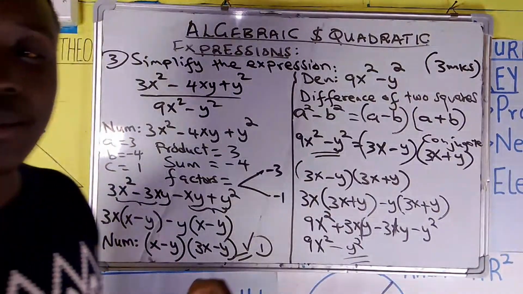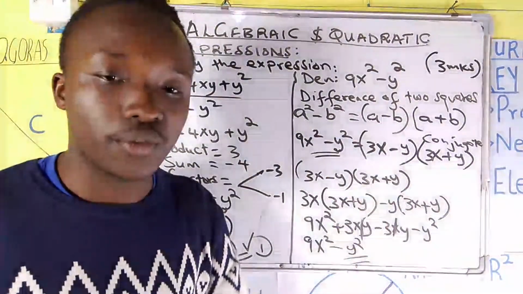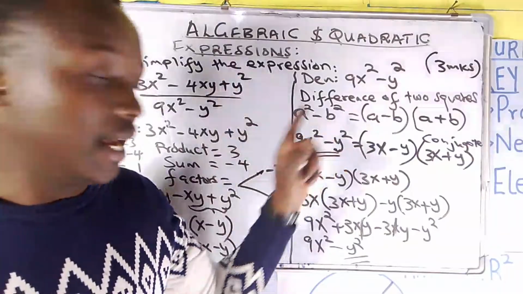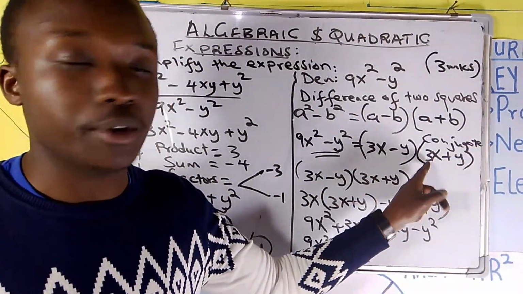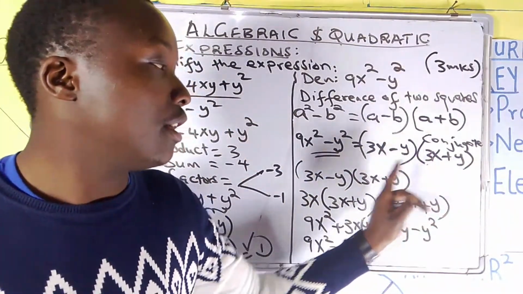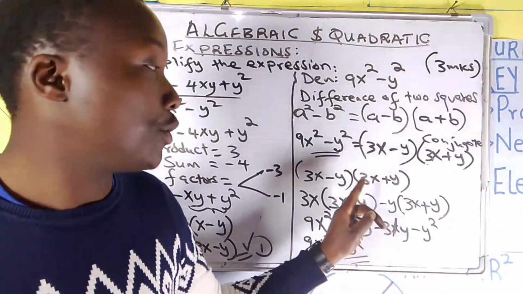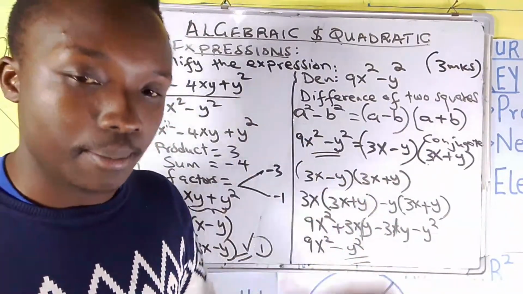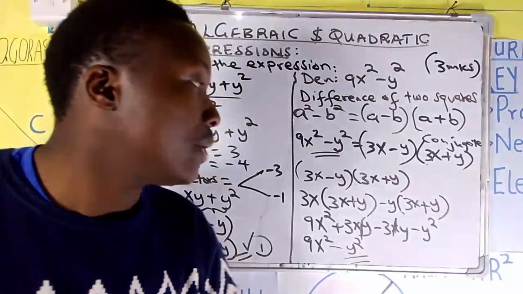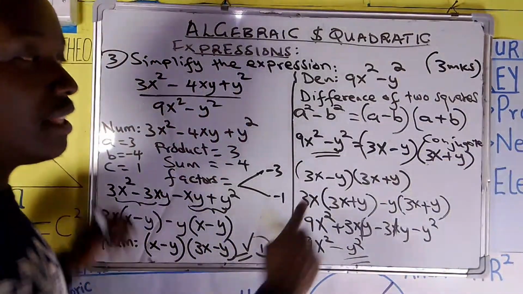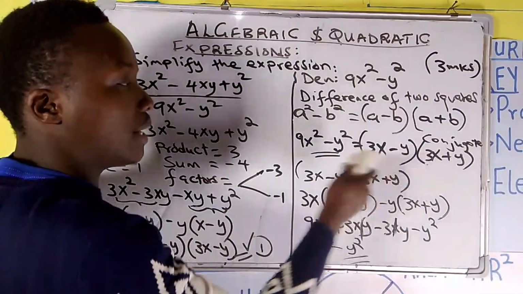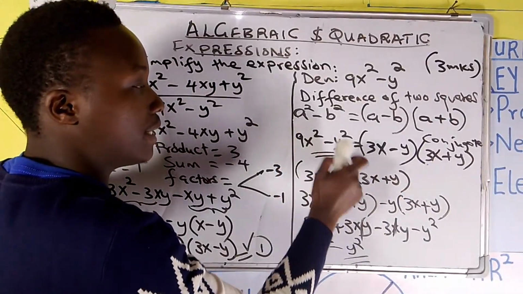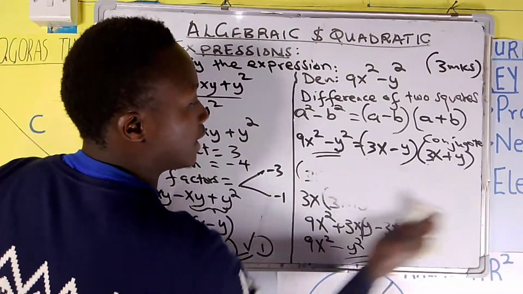So in simple terms, if you are simplifying a difference of two squares, use this formula and don't doubt your results. Because if you expand your results through quadratic expansion, you will still get 9x squared minus y squared. So I've gone this way to prove to you that 3x minus y, 3x plus y is the same as 9x squared minus y squared. So let us now continue.